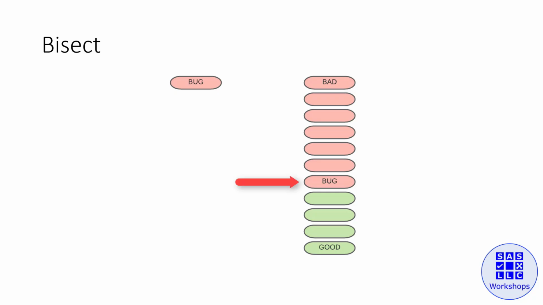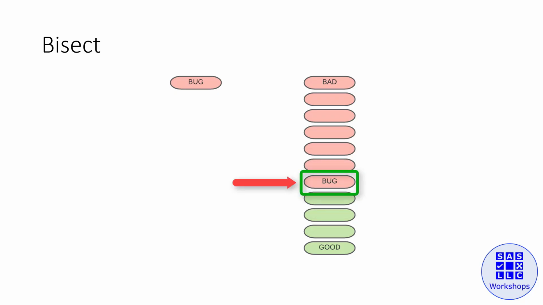So how do we find the commit that introduced the bug? Well, the naive way is to check out every commit one at a time and check for the bug. In a large repository, that could take a while. Luckily for us, Git has a built-in command called bisect that performs a binary search.